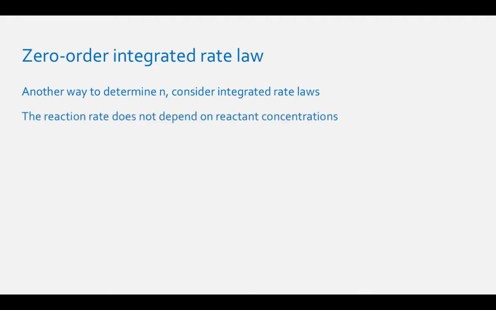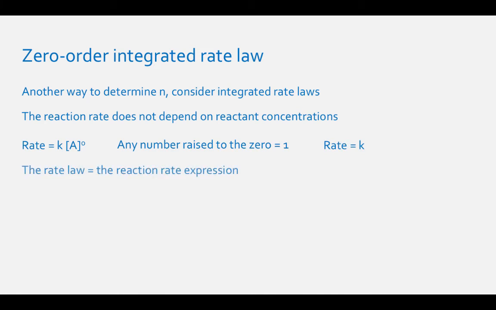For a zero-order reaction, the reaction rate does not depend on, is independent of, the reactant concentration. The zero-order reaction has a zero-order rate law. Rate equals k, the rate constant, times the concentration of A raised to the zero power. And since any number raised to the zero power is 1, rate equals k. The rate in the rate law is the same rate in the reaction rate expression. So therefore, rate equals negative change in concentration of A divided by delta t, which also equals k.